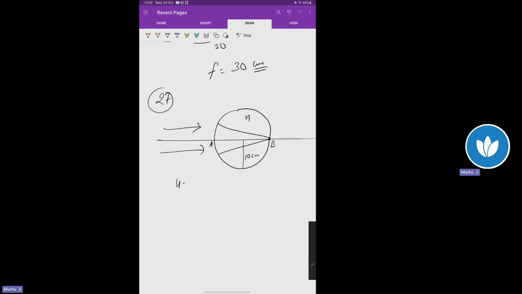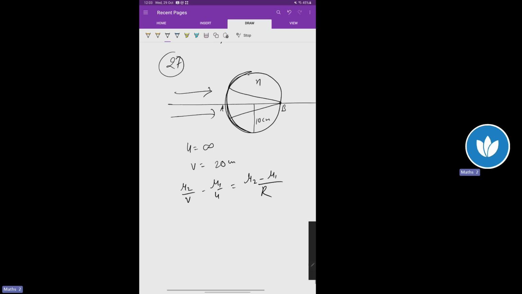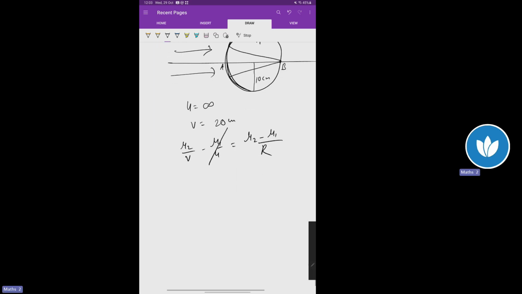So we know U is infinity and V is 20 centimeter. So from the spherical surface formula, mu2 by V minus mu1 by U is equal to (mu2 minus mu1) by R. U is infinity, mu2 is mu, V is 20. This is (mu minus 1) upon R, R is 10.